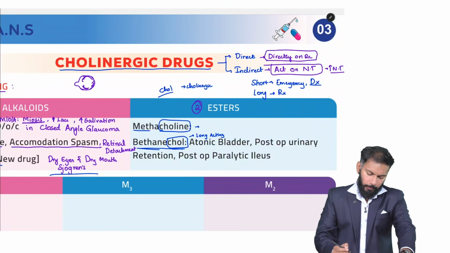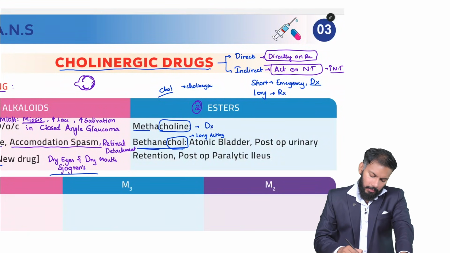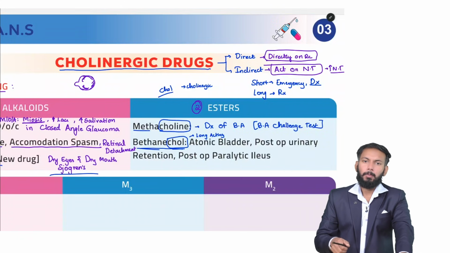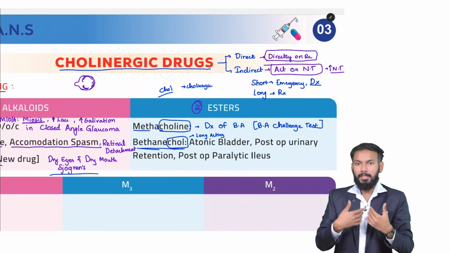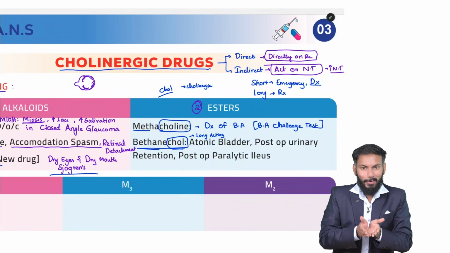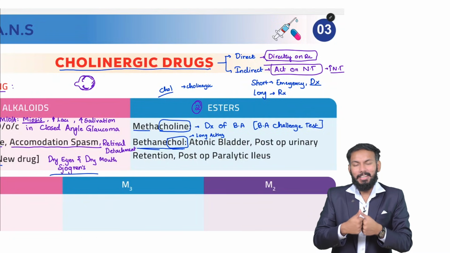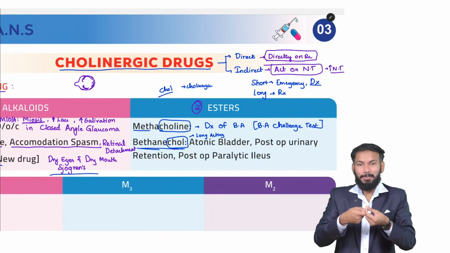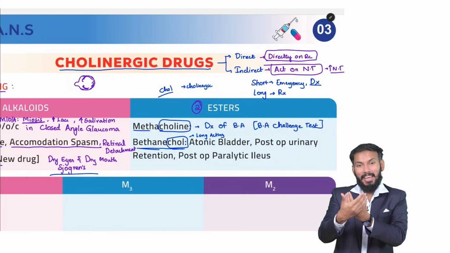Which diagnosis? See, methacholine is used in the diagnosis of bronchial asthma. This is also known as the bronchial asthma challenge test. Why? Let us suppose a person has bronchial asthma, he already has bronchoconstriction. If we give methacholine, which is a parasympathomimetic, what does the parasympathetic nervous system do in the bronchus? It will cause bronchoconstriction, it will increase the bronchoconstriction, and it will increase the severity of the symptoms.